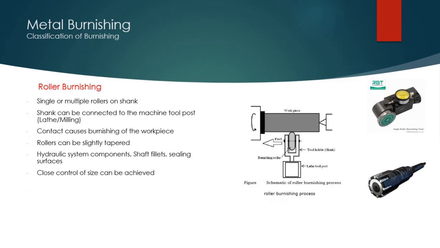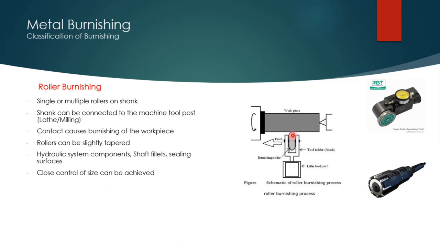Now talking about roller burnishing, it is similar to ball burnishing. The only difference is that instead of balls, rollers are used. These rollers can be a single roller or multiple rollers mounted on a shank of the tool. The shank can be connected to the machine tool post, like a lathe or milling machine. Again, the same way as in ball burnishing, when the tool is made to contact the workpiece, the burnishing will occur due to planetary motion. So you know the basics of it now.